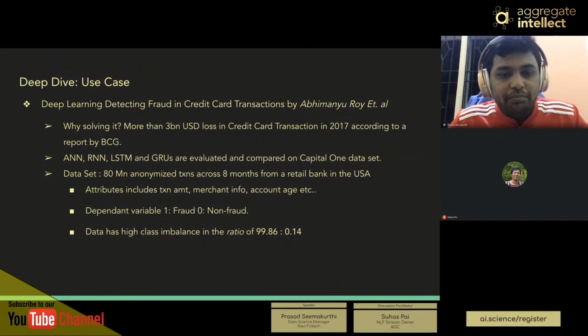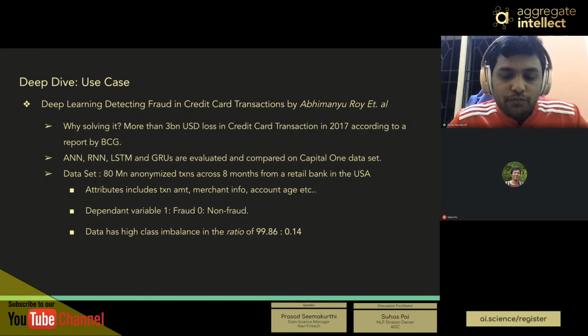Let's look into a deep dive use case of how people typically apply deep learning in the financial world. So we are going to discuss a paper authored by Abhimanyu Roy and others. The title of the paper is Deep Learning Detection Fraud in Credit Card Transactions. As I said a couple of months ago, fraud is a very important problem to be solved in the financial world.